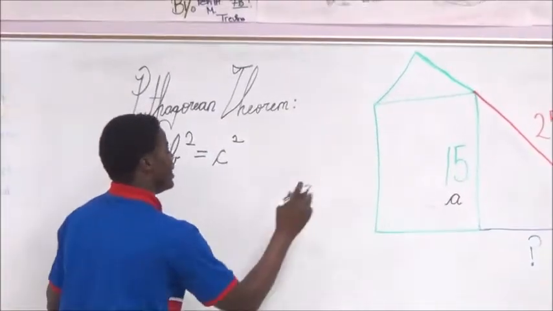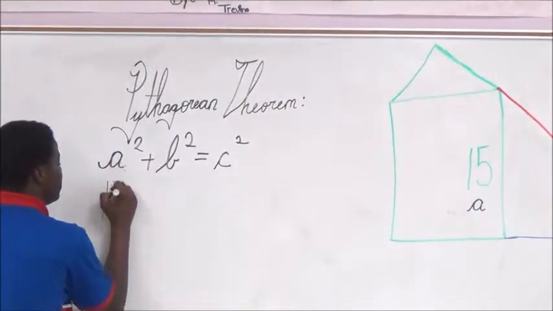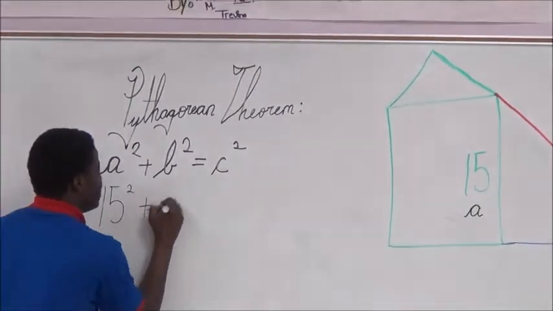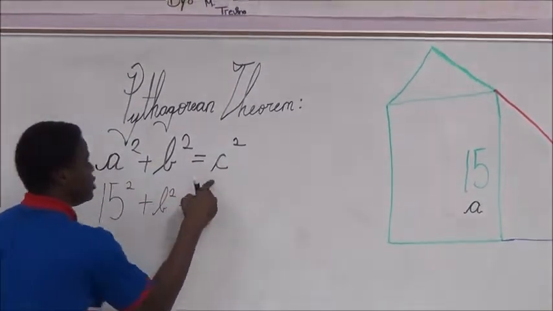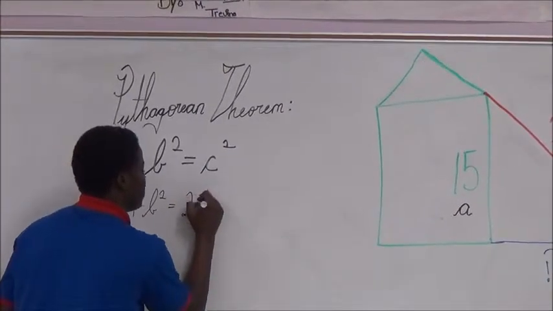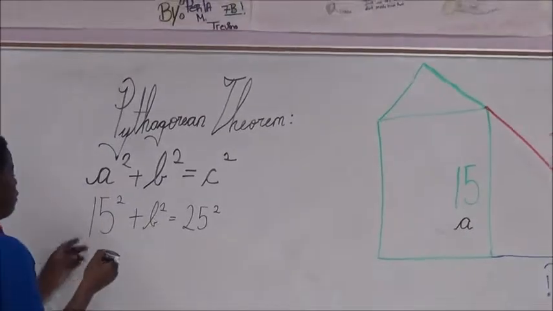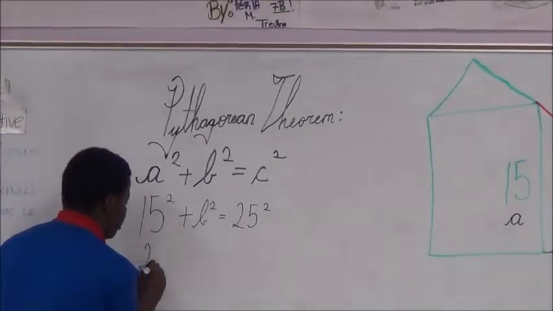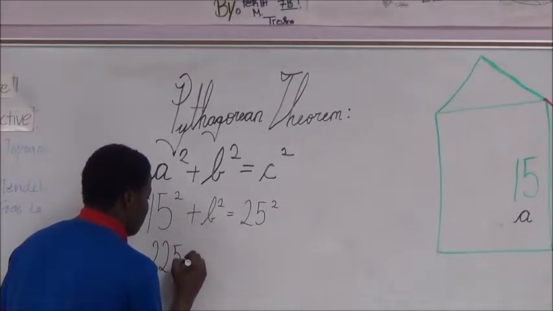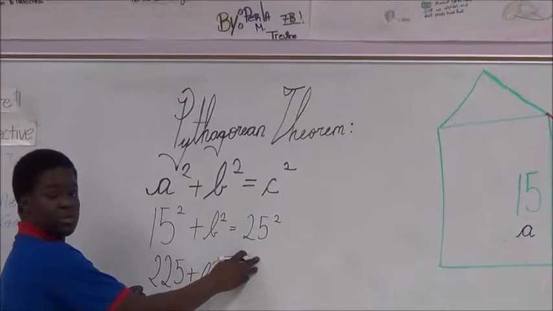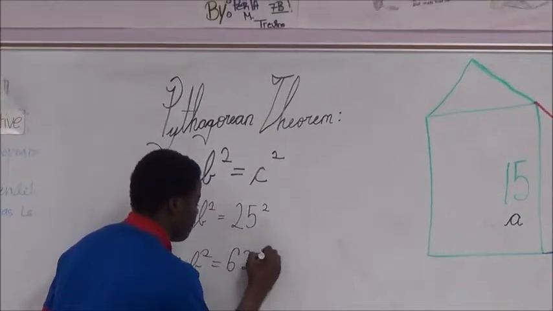So we know that a is 15. So 15, which is a, and it says to square it. So you're going to square it, plus b squared equals c squared. And we know that c is 25, and the formula says to square it. So 25 squared. So what you're going to do is practically just solve this. So 15 squared is 225 plus b squared equals 25 squared. And 25 squared is 625.